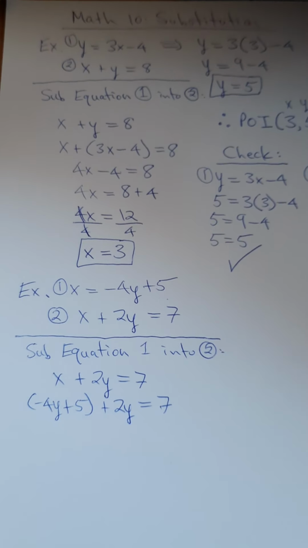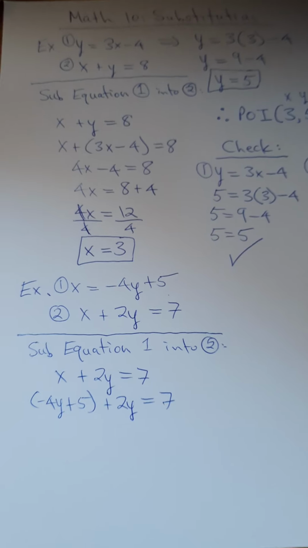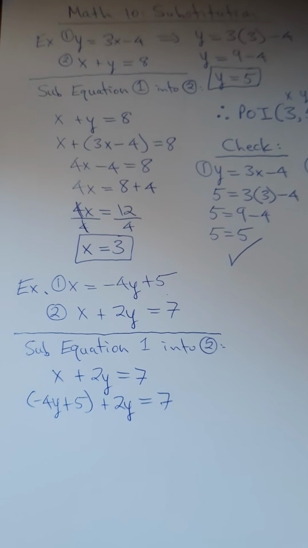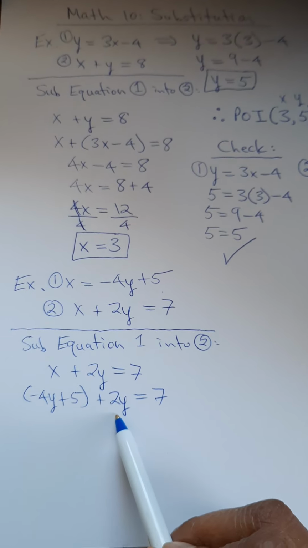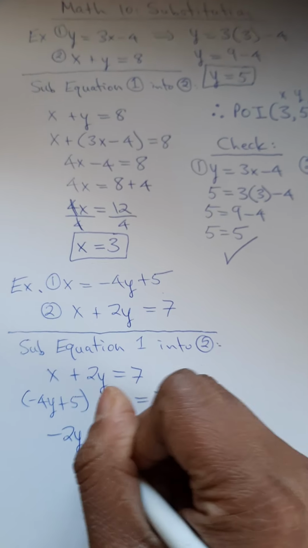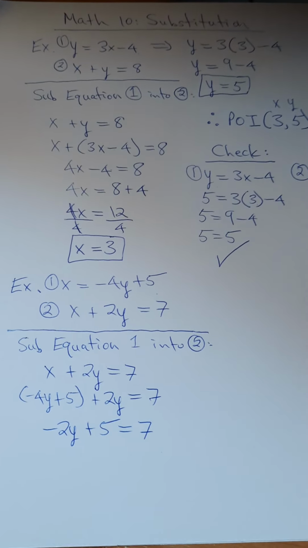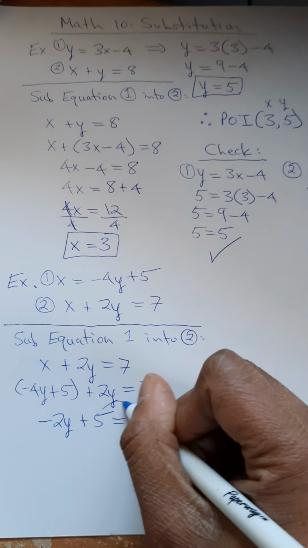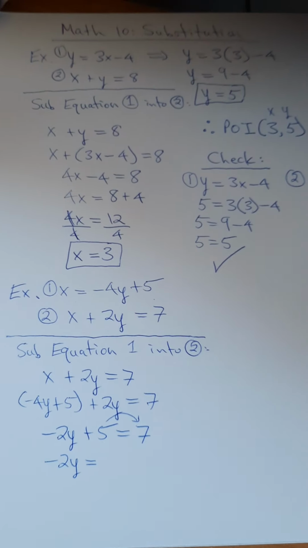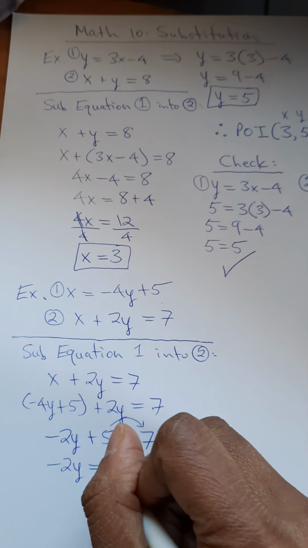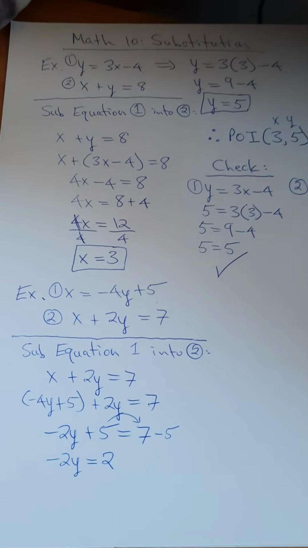Does everyone see that? All we're doing is substituting my equation 1, which is in terms of x, into equation 2. And I can put the like terms together here. So I'm doing negative 4y plus 2y, negative 2y, plus 5 equals 7. We're going to take the 5 to the other side and subtract it. So negative 2y is equal to 2, minus 5 on this side here.